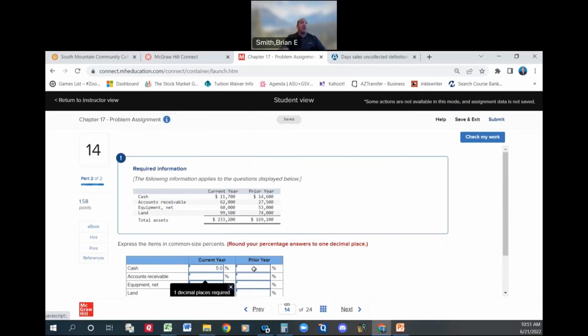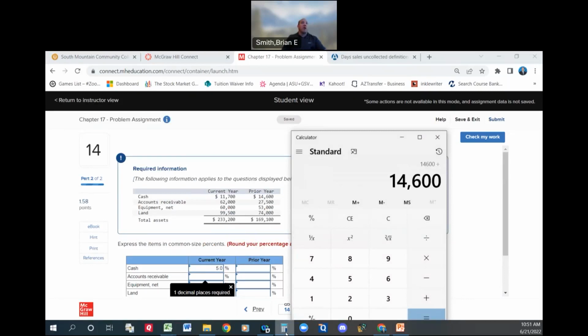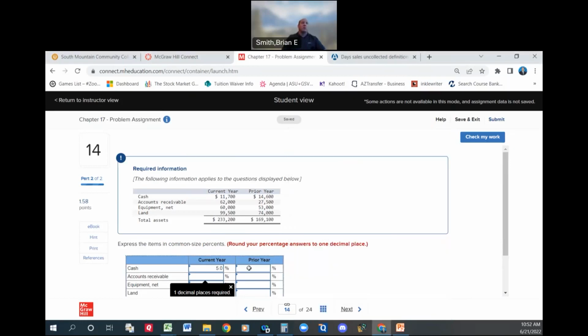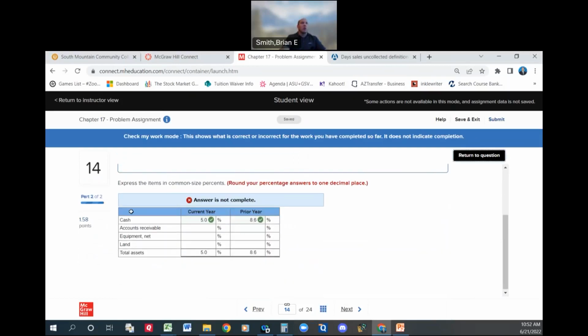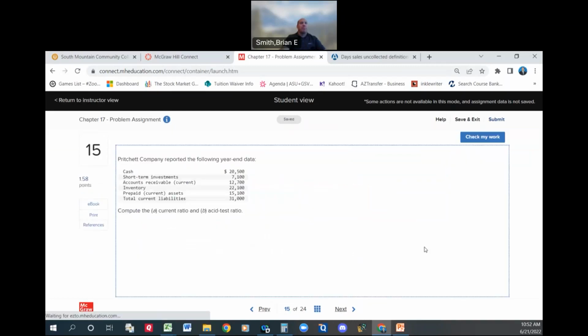And then for our prior year, we're going to take 14,600 and divide it by 169,100. So it looks like cash declined, and we got 8.63%. Okay, let's check our work. We're good. You do the same thing for the rest of those. Should be pretty straightforward.